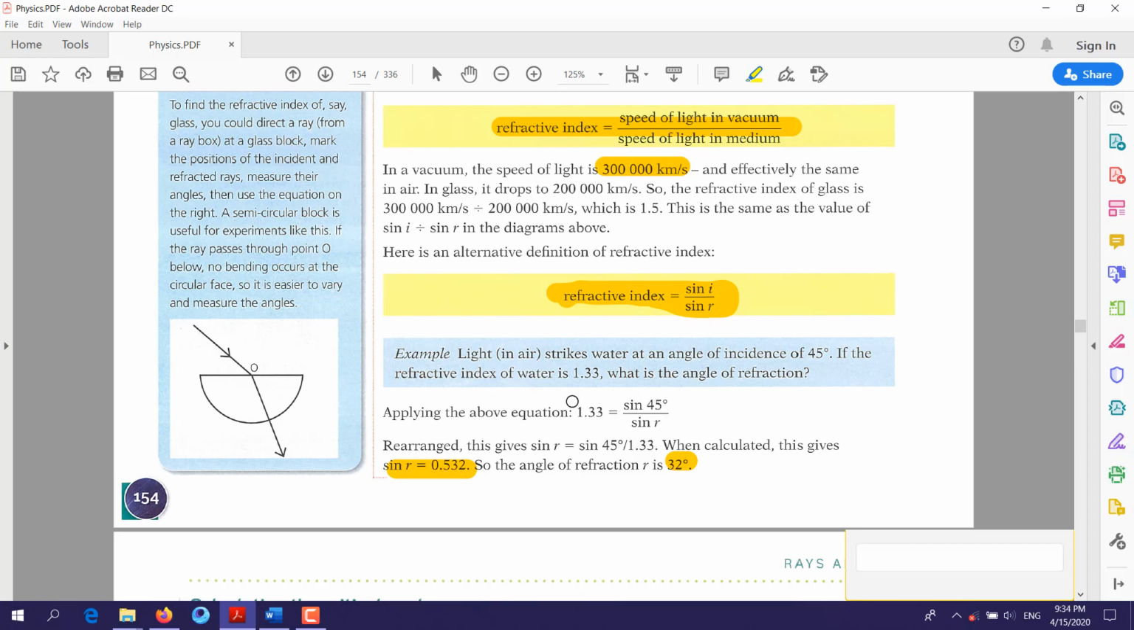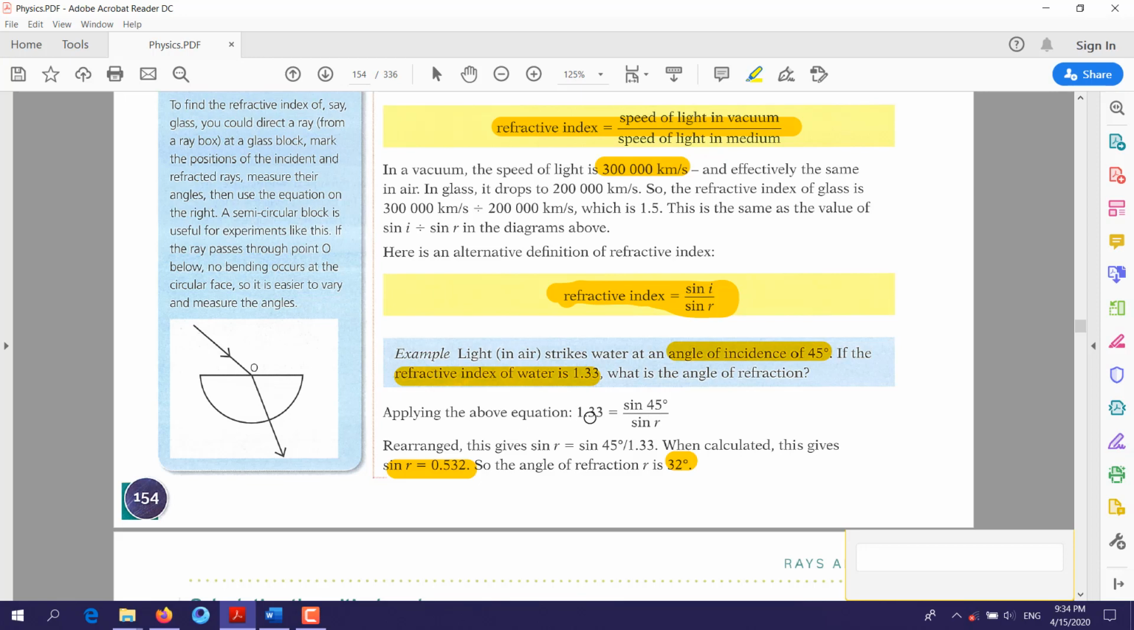Let's take an example. The example says: light in air strikes water at an angle of incidence of 45. So the incidence angle is 45. If the refractive index of water is 1.33, what is the angle of refraction? So how can we solve it? We will use this formula. Again, we write the formula, replace the words with numbers, and solve it.